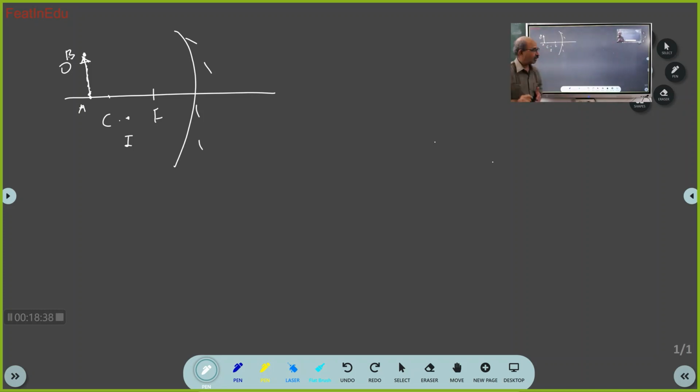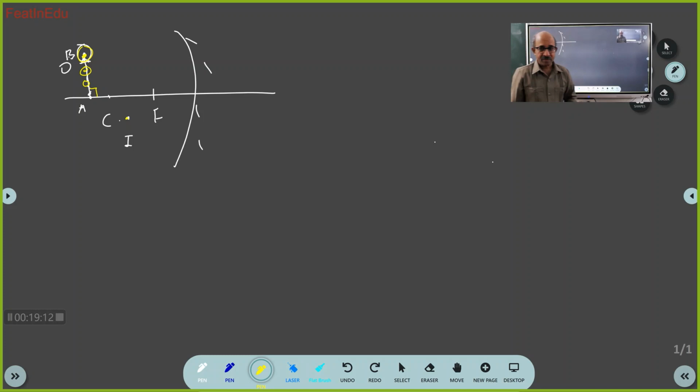Why did we do this? Because whatever theory you develop for this point object, you developed a theory of how the image is formed. Now the same theory will be used for this extended object. Understood? So if I am able to get the image of this point, and this is perpendicular, right? This is perpendicular.